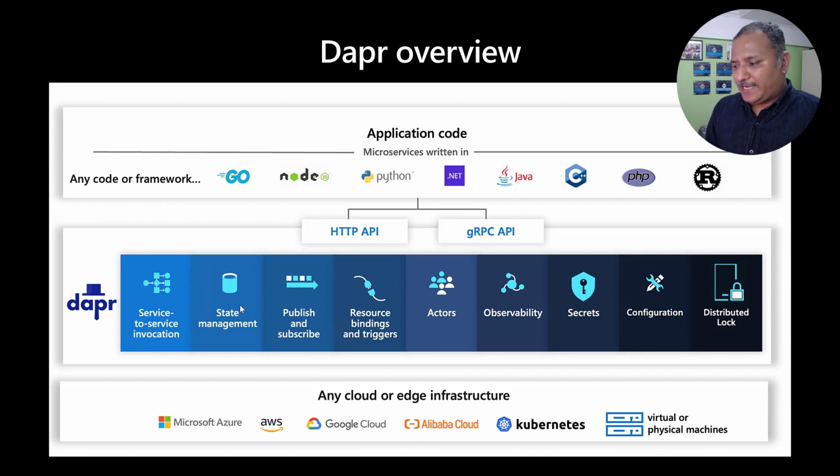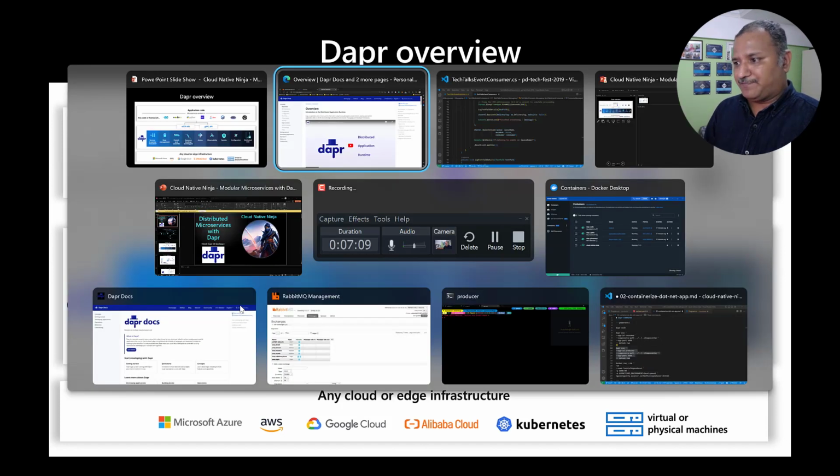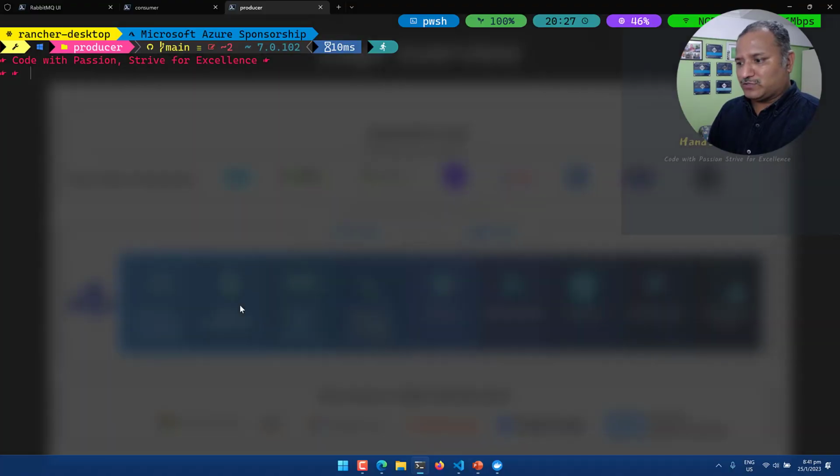And it can be deployed anywhere. It can run on physical machines, it can run on virtual machines, it can run on Kubernetes, and it can also run in the public cloud environments like AWS, Azure, Google, and Alibaba. So we can see that Dapr covers a whole lot of things. How do we get started with Dapr? So that is where I would go into the terminal and show some of the things.